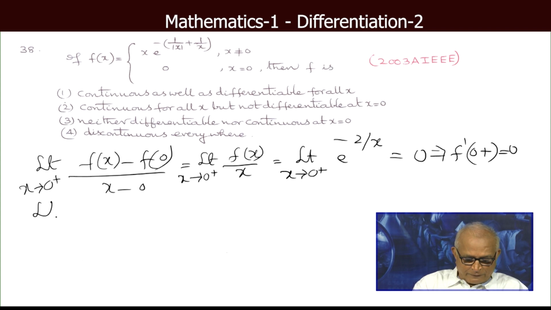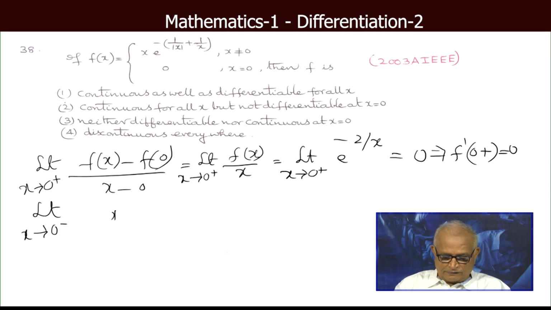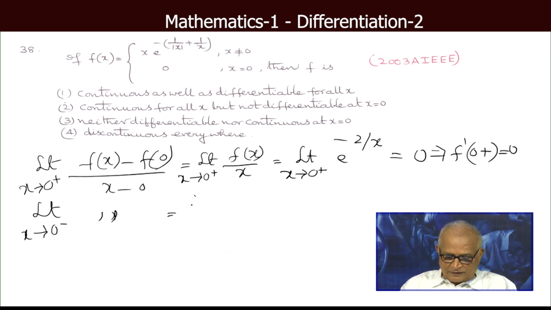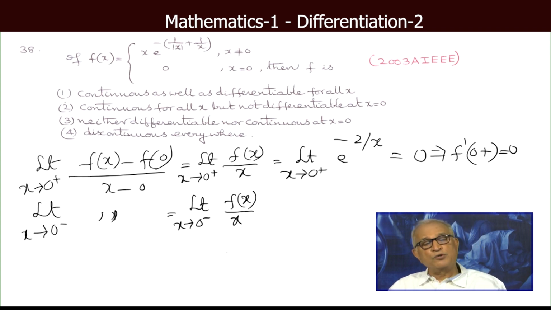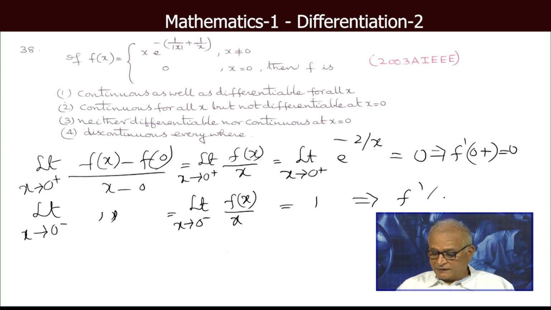Let us see the left hand derivative. Same ditto. Limit, once again, fx by x as x tends to 0 minus, because f0 is 0. When x tends to 0 through negative values, mod x is minus x. Look at this, mod x is minus x and minus 1 by x plus 1 by x is 0. So, e power 0 is 1 and therefore, fx by x is 1. This implies f dash at 0 minus is 1.